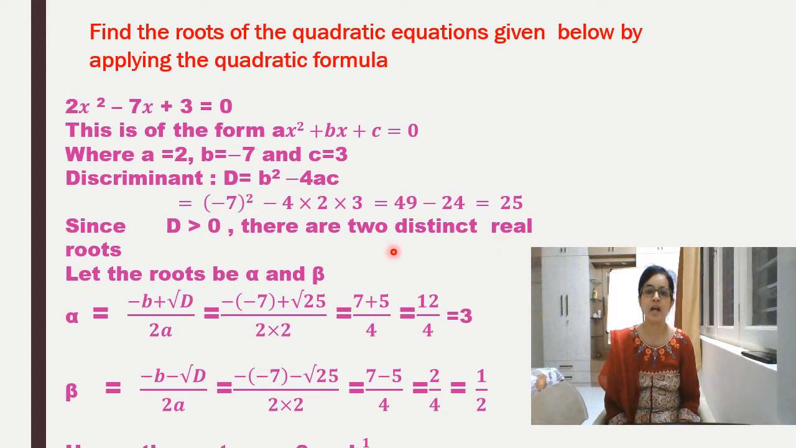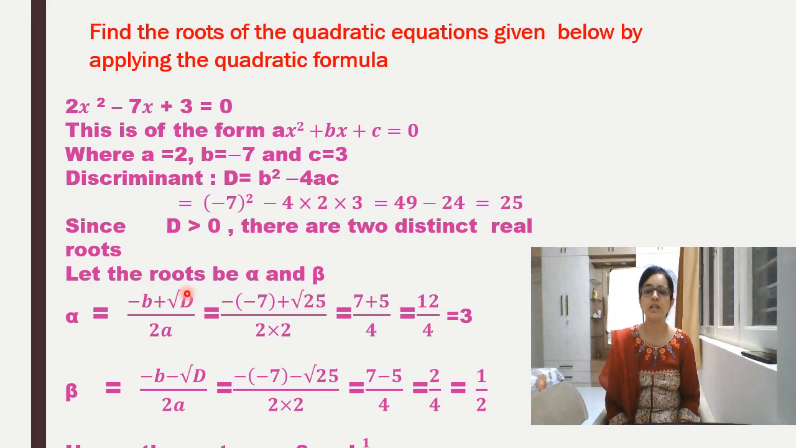Name them alpha and beta. Always find the discriminant first and then apply the formula. Now let us find the first root alpha, which is equal to minus b plus root D. Now you see here I have written root D. I have not written b squared minus 4ac because then this work will look a bit messed up. Don't mess up the work. Let it be clear and neat.